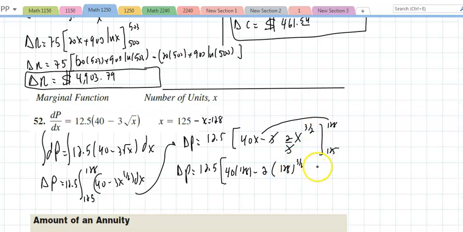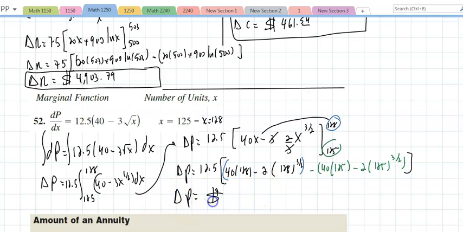You could make that a square root cubed if you want. I'm going to take this minus, when you plug in 125, that's 40 times 125 minus 2 into 125. Again, the calculator will do the work. I really shouldn't be concerned with this. And I'll show you how that works.